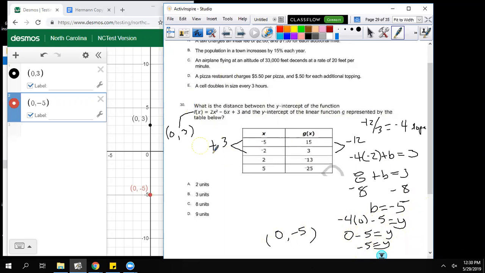I could add my two values together, but if I type it into decimals, I can simply count. So here's our first point, 0, 3, which is the y-intercept of our quadratic equation, and then we have 0, negative 5, which was the y-intercept of our linear equation. Here we go, let's count it. 1, 2, 3, 4, 5, 6, 7, 8. So in this case, our answer choice would be C.